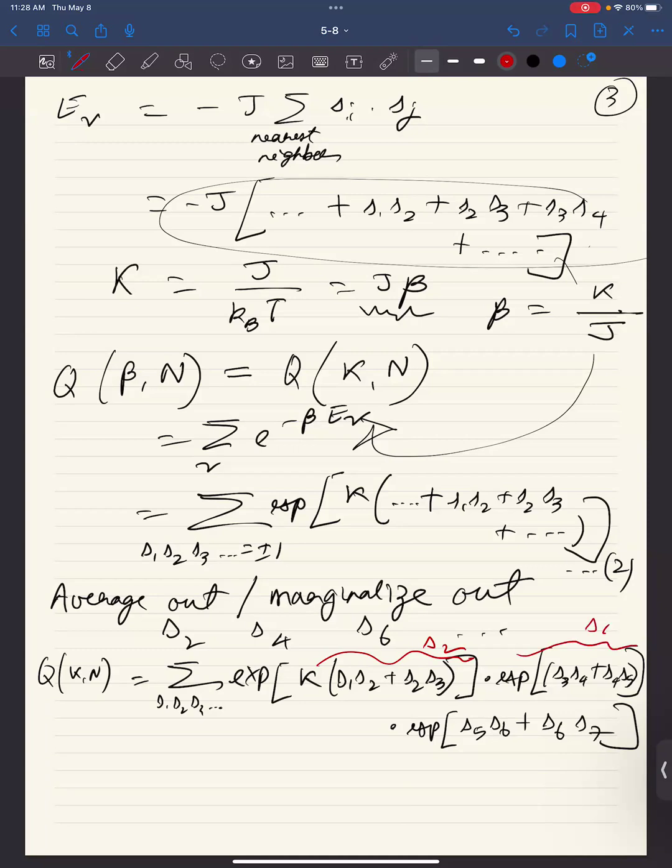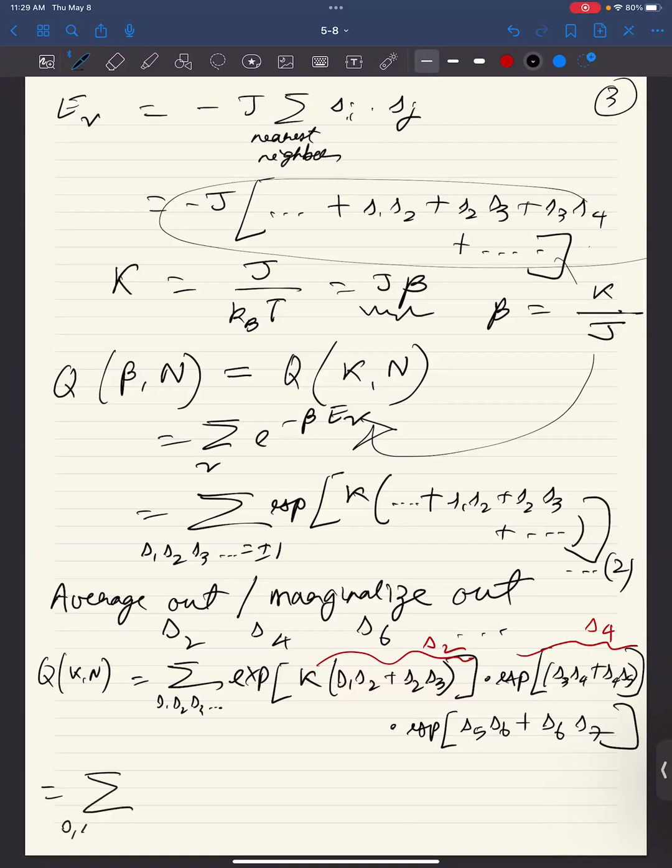S4 shows only in the second one. S6 shows only in the third one, and things like that. And how many values can S2 take? +1 or -1. So I can take this first one and actually write down both values of S2 that are possible. Same for the second one. So in that case, my summation will no longer run on S1, S2, S3. It will run only on S1, S3, S5, because I've explicitly provided the value of S2 and S4. Okay, so let me write it down, then it will become clearer.